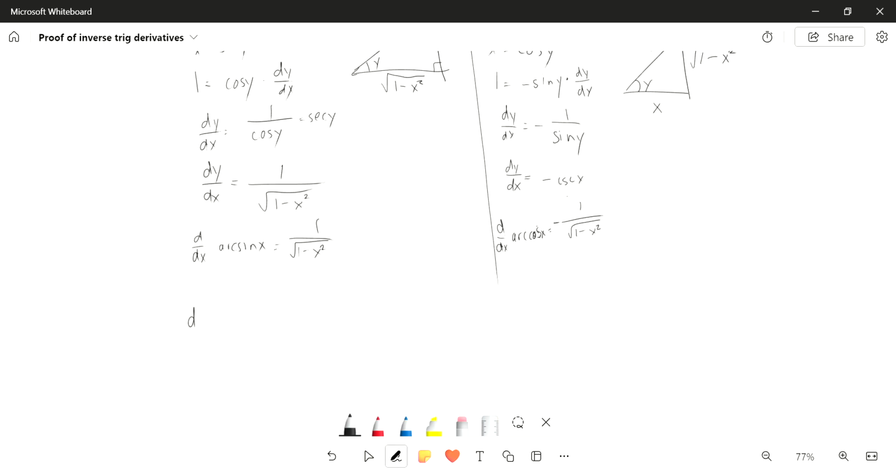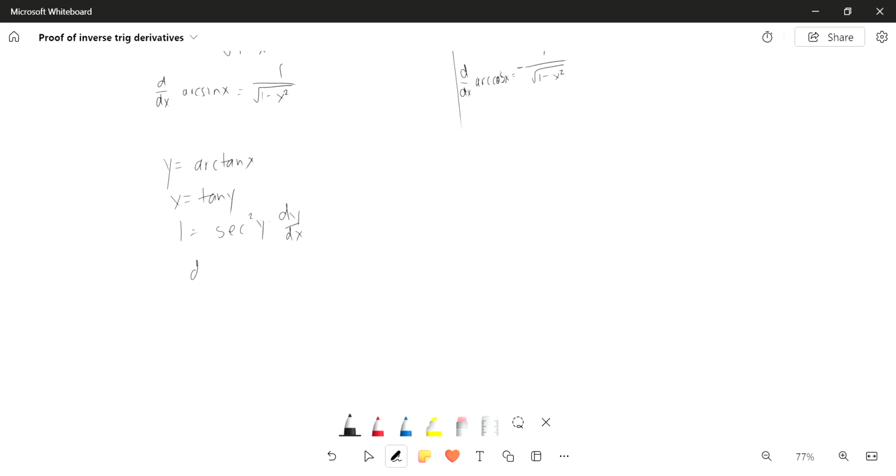So now let's move on to tangent. And I think this one is actually the easiest one, and it's the one that looks the nicest as well. So you have arctangent x. So that means x is equal to tangent y. Differentiate both sides, you get 1 is equal to secant squared y multiplied by dy over dx, for reasons that I've already explained. So that means dy over dx is equal to 1 over secant squared y, which is just equal to cosine squared y.